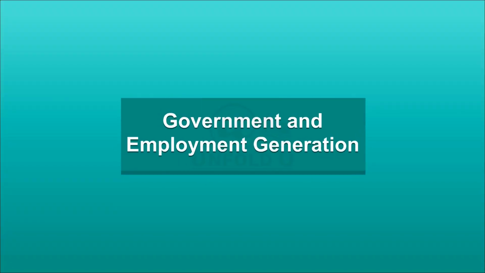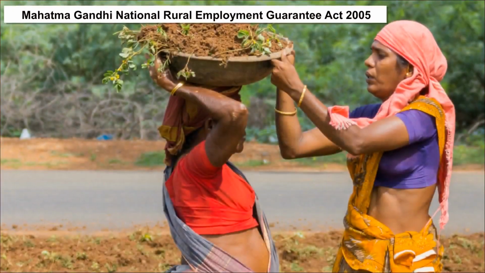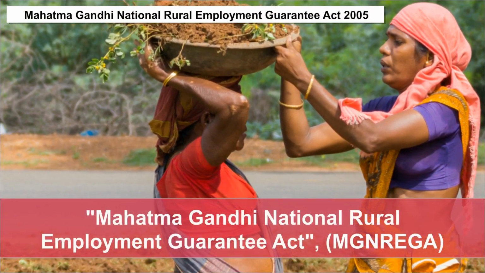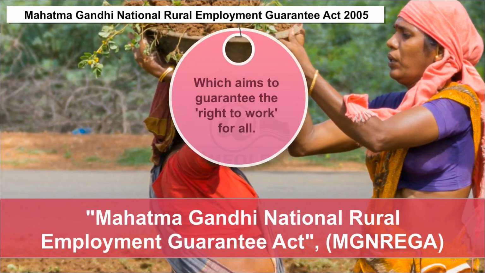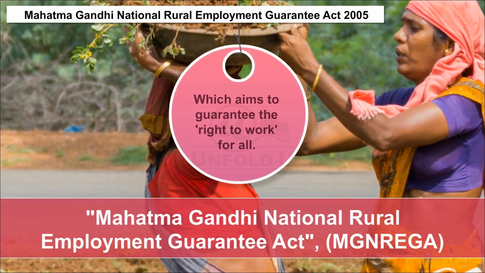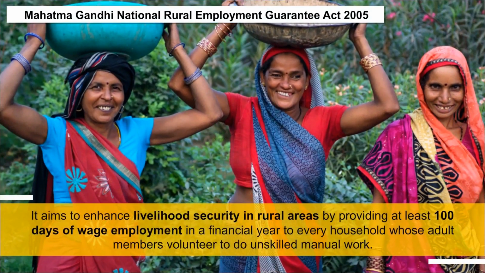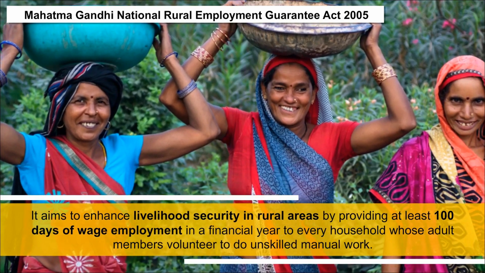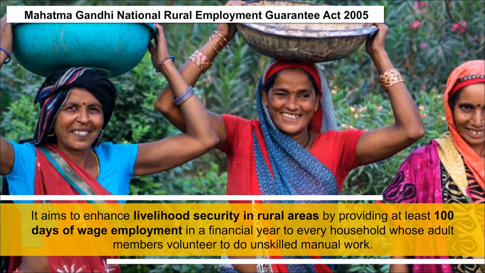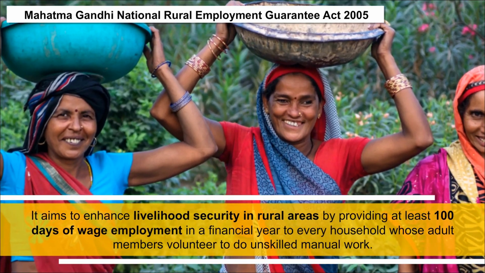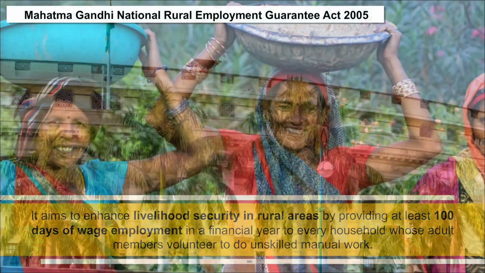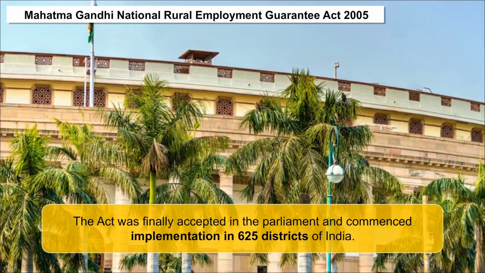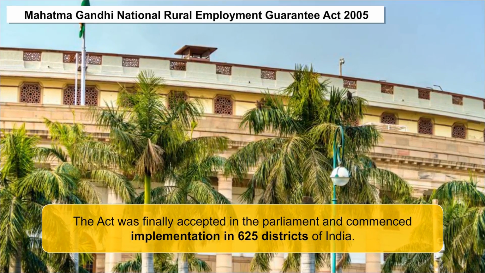Government and employment generation. Erstwhile a labor law, which was later renamed as the Mahatma Gandhi National Rural Employment Guarantee Act, MNREGA, aims to guarantee the right to work for all. It aims to enhance livelihood security in rural areas by providing at least 100 days of wage employment in a financial year to every household whose adult members volunteer to do unskilled manual work. The Act was finally accepted in the Parliament and commenced implementation in 625 districts of India.